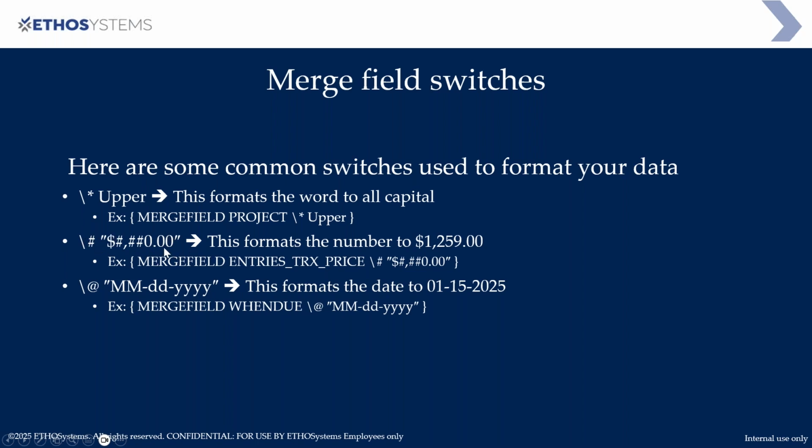This one here is just to format the number field so that it shows like this. Here's an example of that actual merge field: entries underscore transaction underscore price with that switch. And then here is a date format switch, and this formats it so the date looks like that. And there's an example of that merge field. So here's that when due merge field with that parameter.